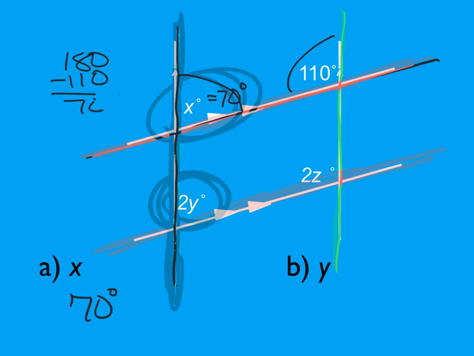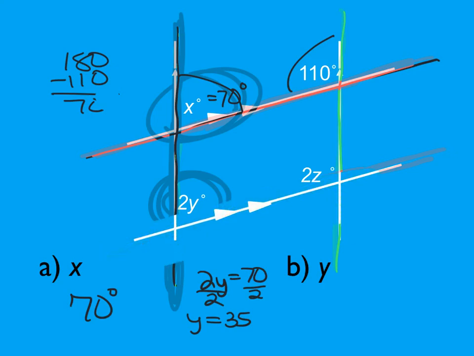Corresponding. What do I know about corresponding angles? They're congruent. So now to find the measure of y, I'm going to set 2y equal to 70, divide by 2, and y equals 35. So what you're going to have to do is just redraw and cover things up because you're going to have more than one transversal happening on your paper. Now I'm going to look at two different parallel lines and a different transversal for the 2y and the 2z.